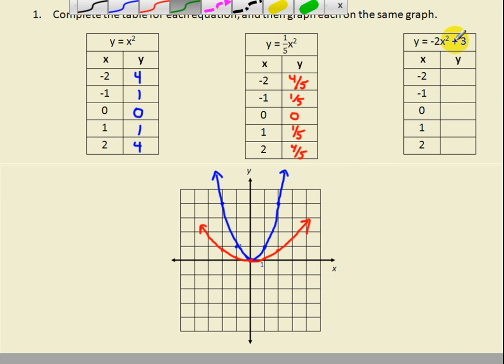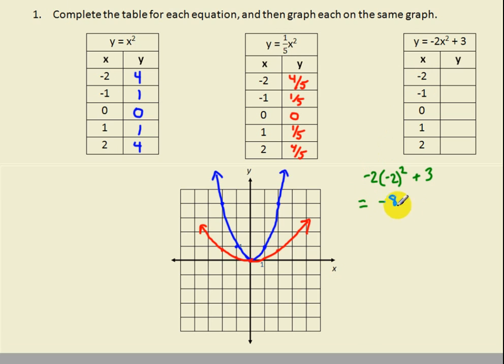In our third example, now we need to take -2 times these values of x squared and then add 3. So for x equal to -2, we have -2 times -2 squared plus 3. And of course -2 squared is 4, but then we take -2 times 4 to get -8 plus 3, which is -5. So this is -5, and for +2 it's also going to turn out to be -5 because we still get 4 when we square +2.